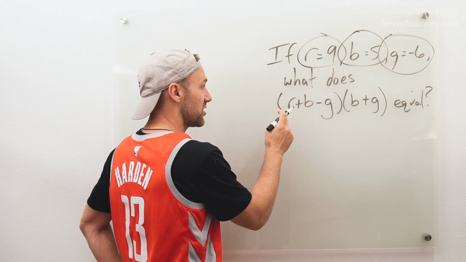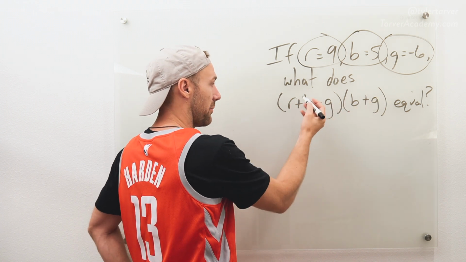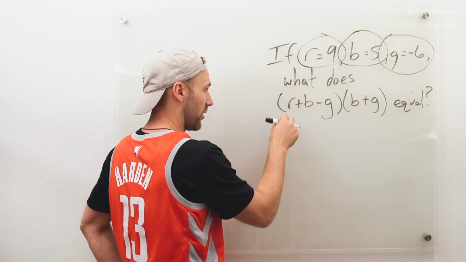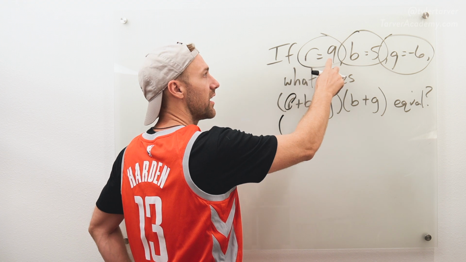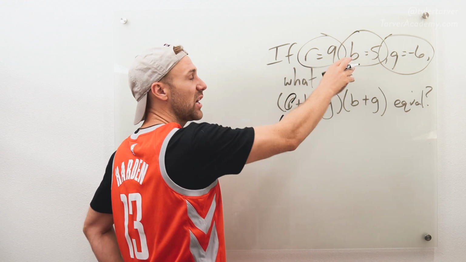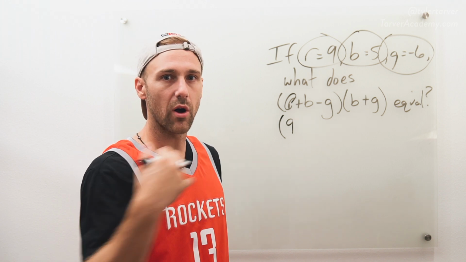So I'm going to essentially take every single character from this and bring it down one by one. Parentheses. Now, R. What's replacing my R? 9 is. When it's equal to it, it means it's equivalent. It means it's the same thing. That means they can be swapped out.